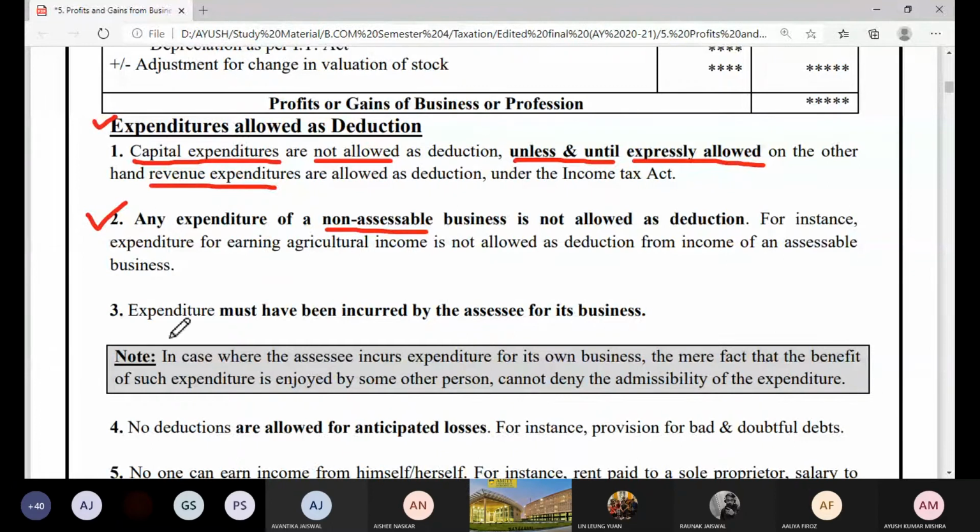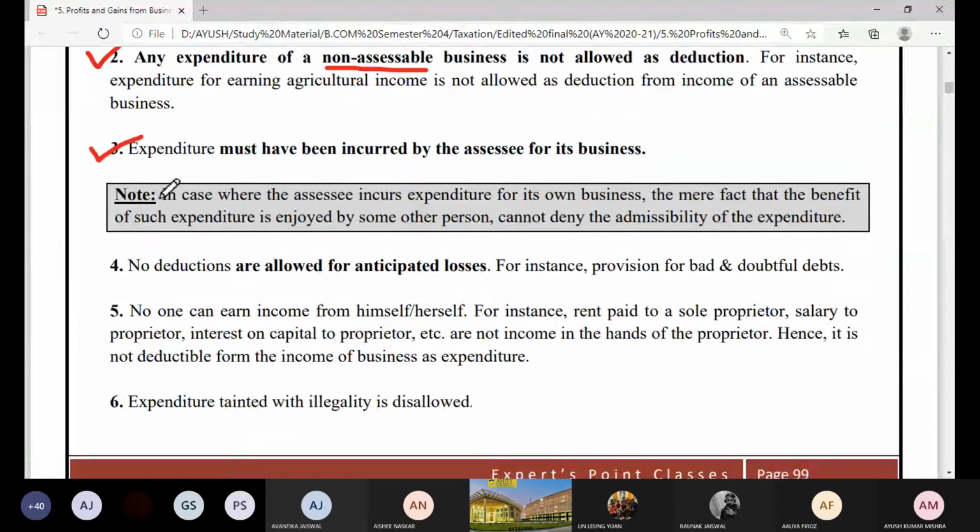Okay. Now, expenditure must be incurred by the assessee for its business, as I told you. Now, see, I've written a note here. In case where the assessee incurs expenditure for its own business, the mere fact that the benefit of such expenditure is enjoyed by some other person cannot deny the admissibility of the expenditure.